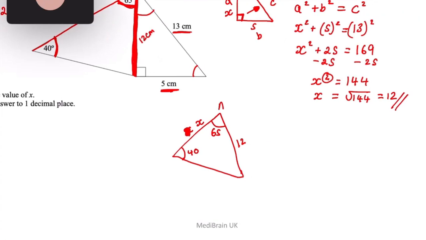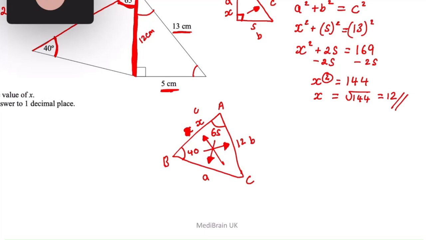We're going to label this as capital A, capital B, capital C. The side which is opposite it, we're going to label as lowercase a. The side which is opposite it, we're going to label as lowercase b. And then the side which is opposite c, we're going to label as lowercase c. Okay. Now, which side do we not need?